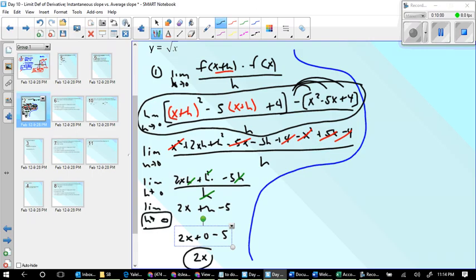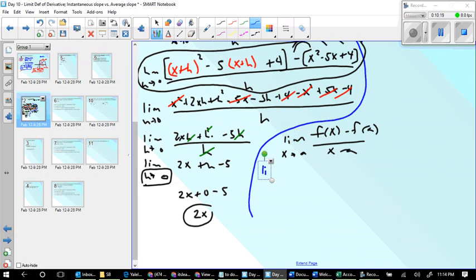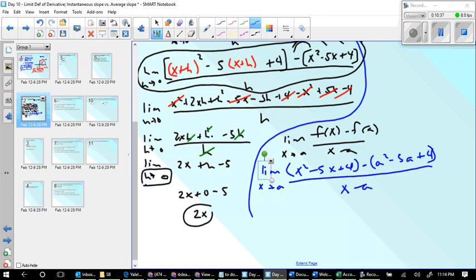So what was that other version again? We had the limit as x approaches a, in that case, of f of x minus f of a all over x minus a. Okay, so let's plug in our equations then. f of x is just x squared minus 5x plus 4, so I have the limit as x is approaching a of x squared minus 5x plus 4 minus f of a, which is a squared minus 5a plus 4. So again, all I'm doing is plugging in a for all my x's, over x minus a.